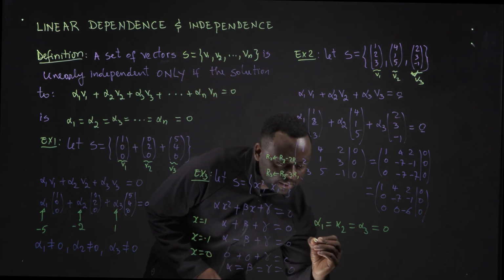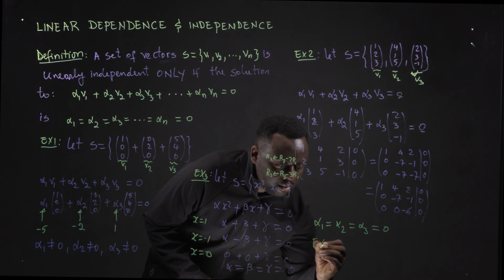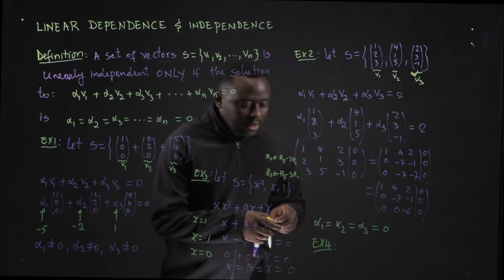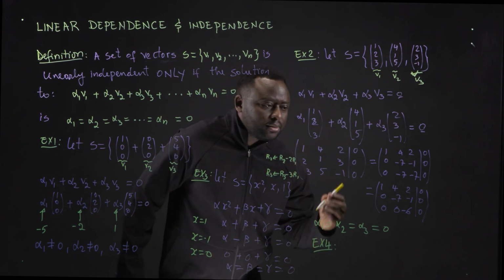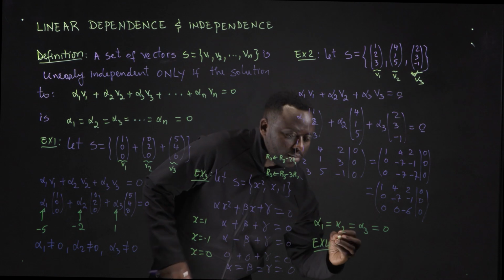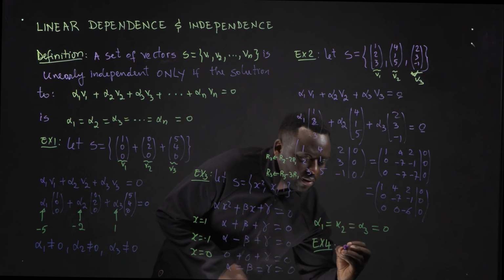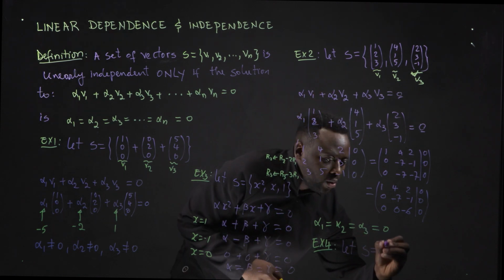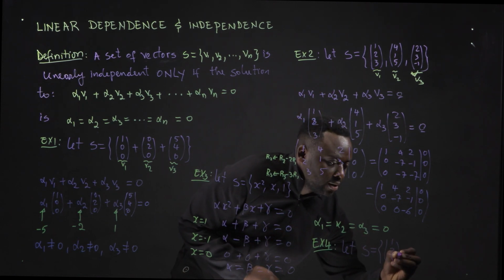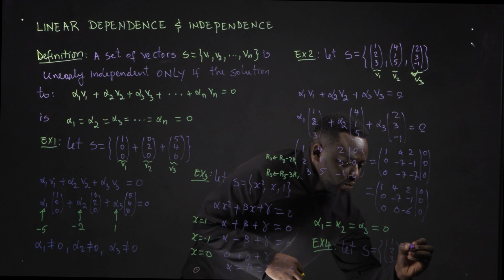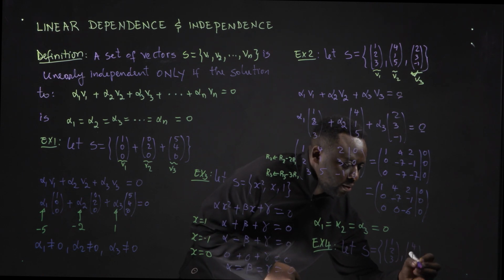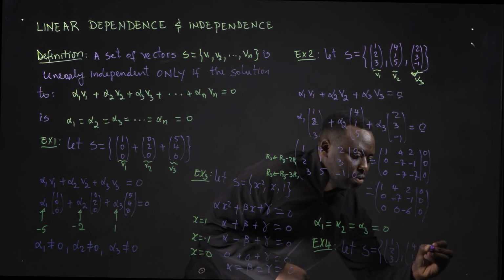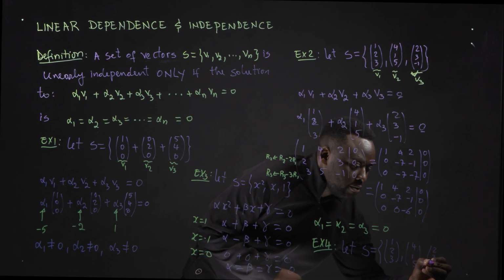Show that, example 4: is the following set linearly dependent or not. So I want you to look at this. This set S is 1, 2, 3, 4, 1, 5, and the last vector is 2, 3, and 5.